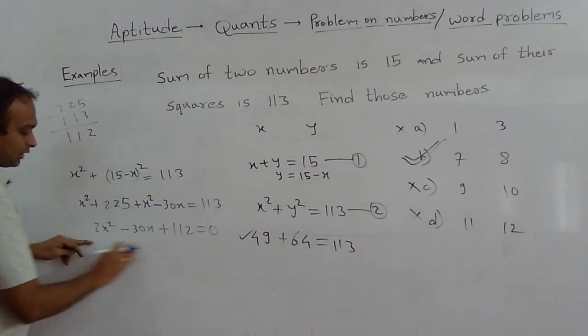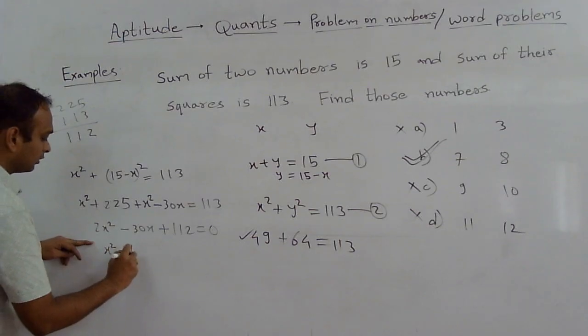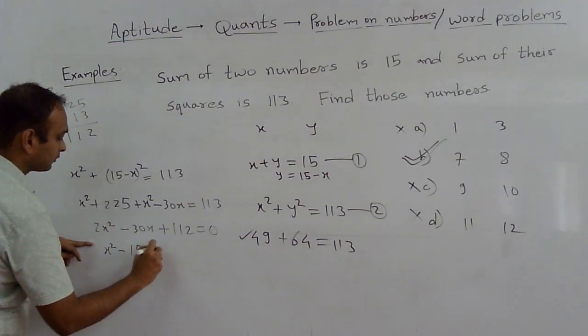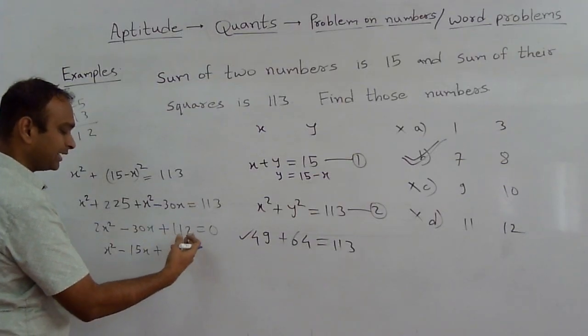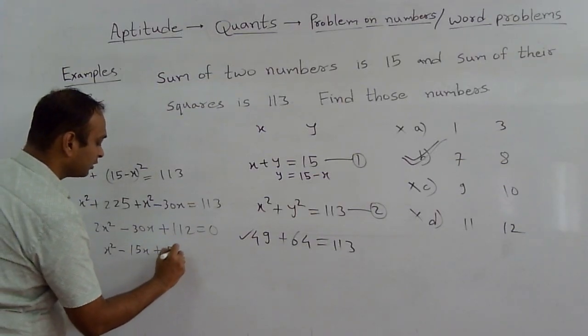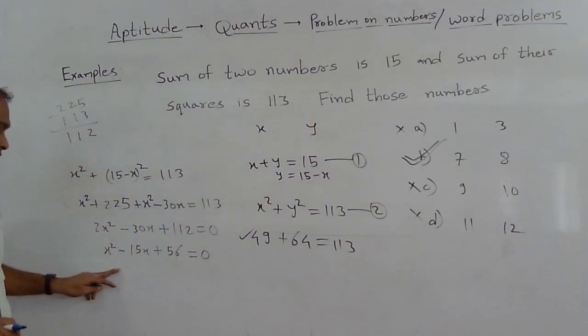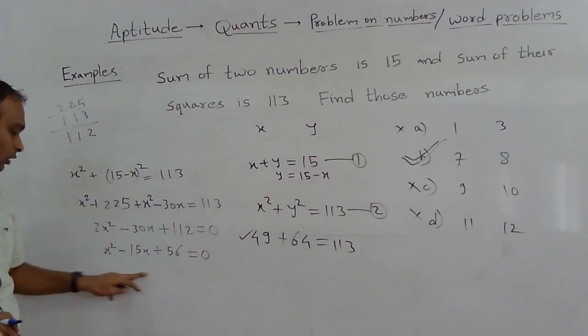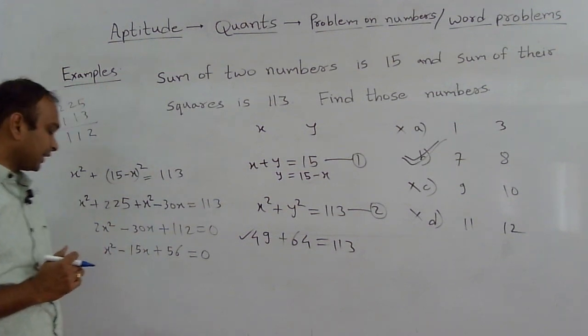So 2 straight away we can divide from the entire equation. So 2x square minus 30x plus 112, divided by 2. So x square minus 15x, 112 divided by 2 is 56, equals 0. Now when we get the factors of this, then we will be able to find out the final answer of x.